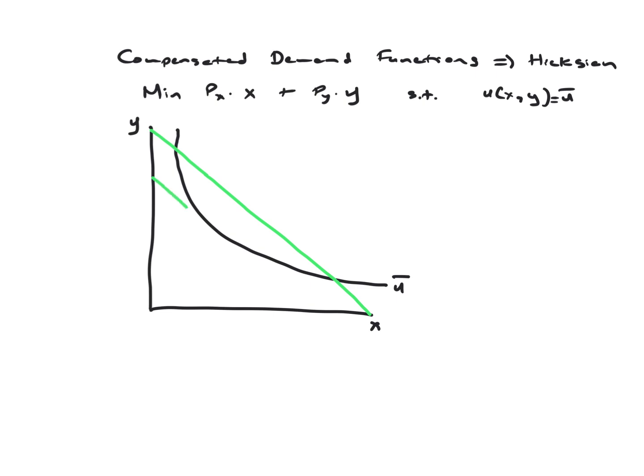So what I'm going to do here is sketch in 3 different budget lines or budget constraints that I will label BL1, BL2, and BL3. These are all supposed to be parallel. And what that means is that for each of the 3 budget constraints, the slope of the budget constraint, px over py, is the same for all 3 of these budget lines.